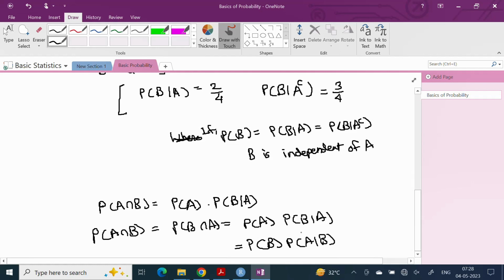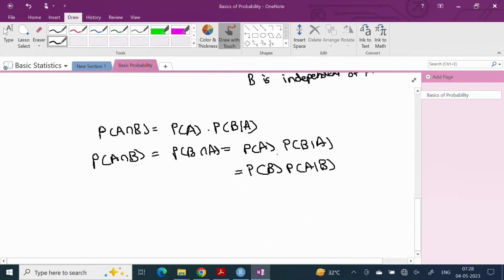So when we want to compute probability of intersection, it would be probability of one event into probability of the other event given that the first event has already happened. Okay. And no order is necessary. It could be A into B given A or B into A given B.